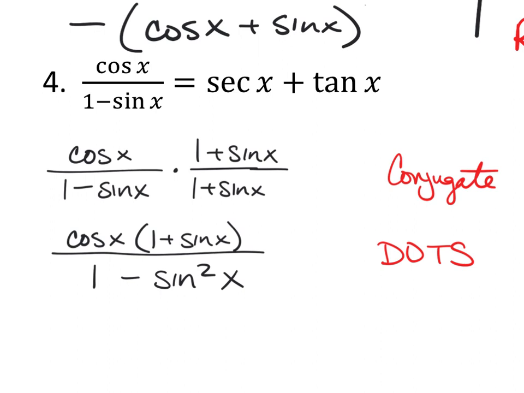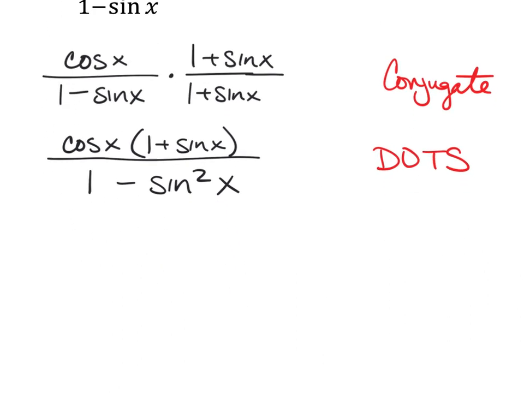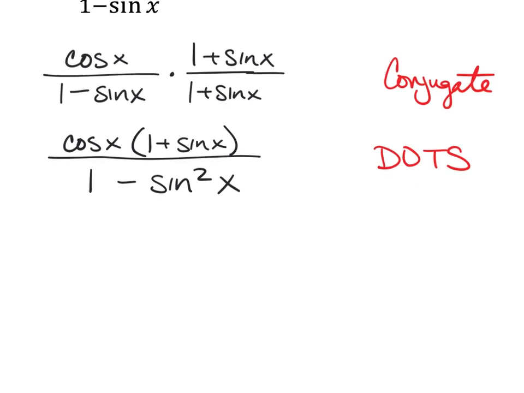What is your next idea? What are you thinking? Cancel? No, nothing cancels. Your first instinct was probably to turn it to cosine, because you noticed there was no square when we started. What can we change the bottom to? Cosine squared of x.